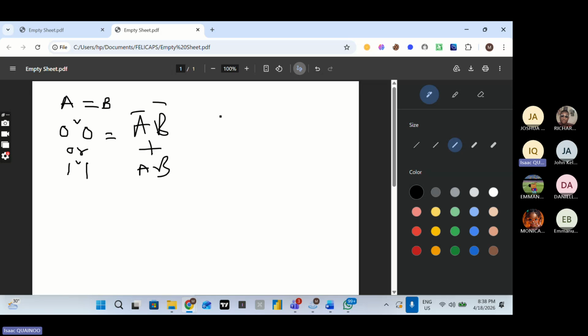Okay. And then this is an easier way to go about it. So with A greater than B, we don't have our truth table here, but let's attempt to deduce our logic expression and see if we get it correct. So let's ask ourselves the question: when would our A be greater than B?